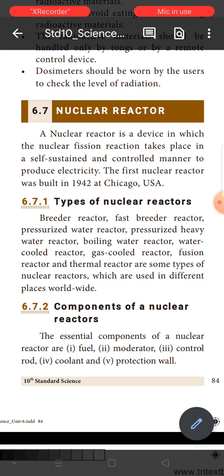Now, types of nuclear reactors. What are the types of nuclear reactors? Breeder reactor, fast breeder reactor, pressurized water reactor, pressurized heavy water reactor, boiling water reactor, water cooled reactor, gas cooled reactor, fusion reactor, and thermal reactor are some types of nuclear reactors which are used in different places worldwide.